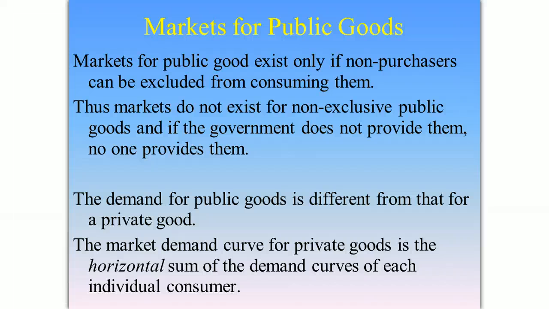So markets for public goods only exist if non-purchasers can be excluded from consuming them. So thus markets do not exist for non-exclusive public goods. And if the government does not provide them, no one provides them. So with television signals, you get a difference between, say, public broadcasters like RTE, which make their signal publicly available, and private broadcasters, say, like Sky. Both RTE and Sky's signal is non-rivalrous. Any number of people can use it. But they differ hugely in their excludability.